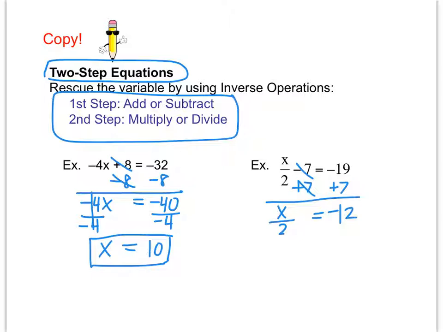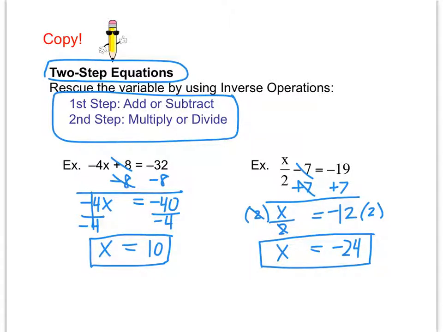Now to undo that division, I'm going to multiply both sides by 2. So 2 and 2 would cross-reduce. I'm left with 1x. Negative 12 times 2 is negative 24. So for both equations, I added or subtracted first, and then I multiplied or divided.